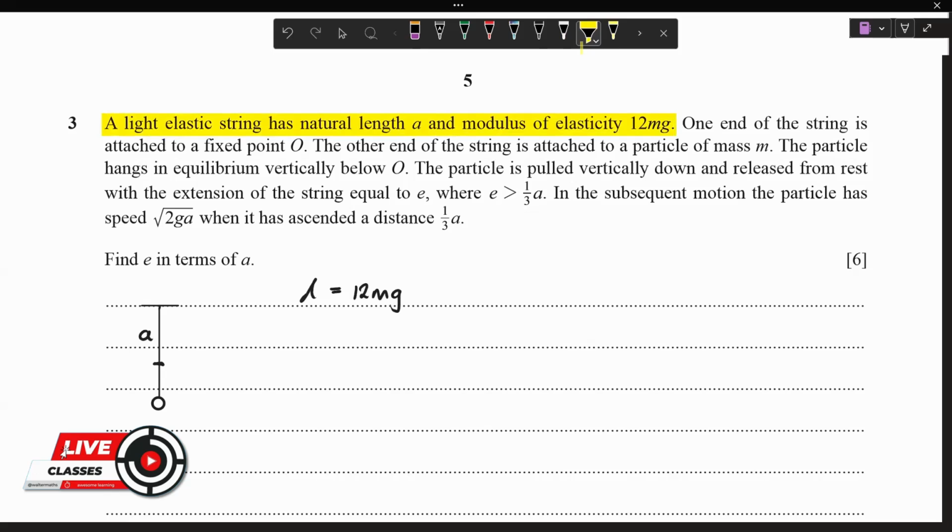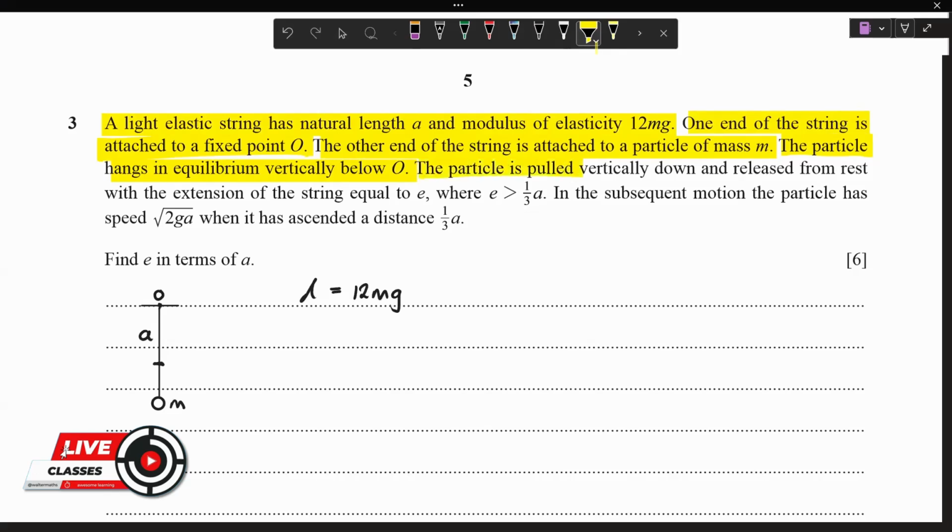They then say one end of the string is attached to a fixed point O, which means we have the point O here, that's the fixed point. And they say that the other end is attached to a particle of mass m. So here's the particle of mass m. Then they say that the particle hangs in equilibrium vertically below O. Okay, so this is what we have. We are in equilibrium right here.